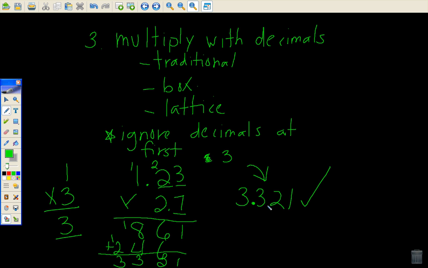If I come up with, say, 33 and 21 hundredths, that wouldn't have been close to my estimation, so it would have told me, go back and think again, see if I multiplied wrong, see if I put my decimals in the wrong spot.